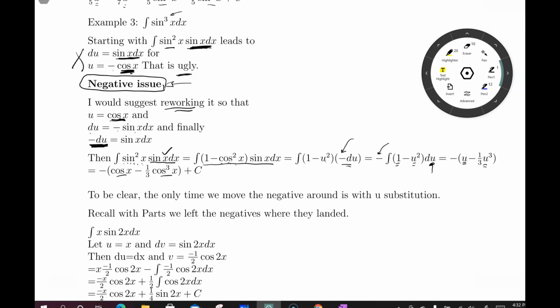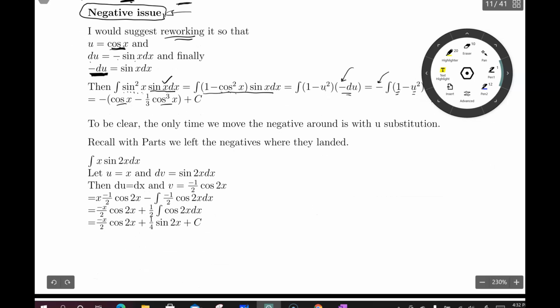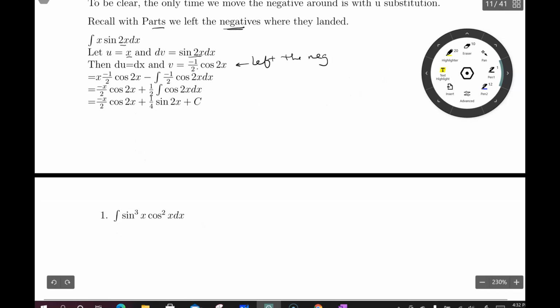So we just came from doing integration by parts, and we had negatives and we left the negatives. So let's remind you. If I had a problem like this, I did u equal x and dv is sine of 2x, and if I got a negative here, I left it. You didn't move it around. You left the negative where it landed, and then you just carried along and you put it in where it went. It's only when I'm doing this backwards u substitution that I'm suggesting that you move it, and it's only when you get a sine of x dx. So I just wanted to make the comparison.